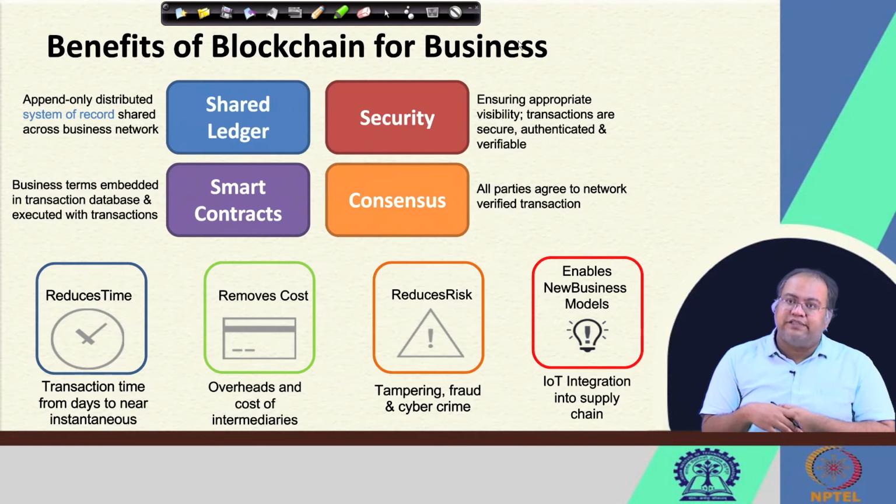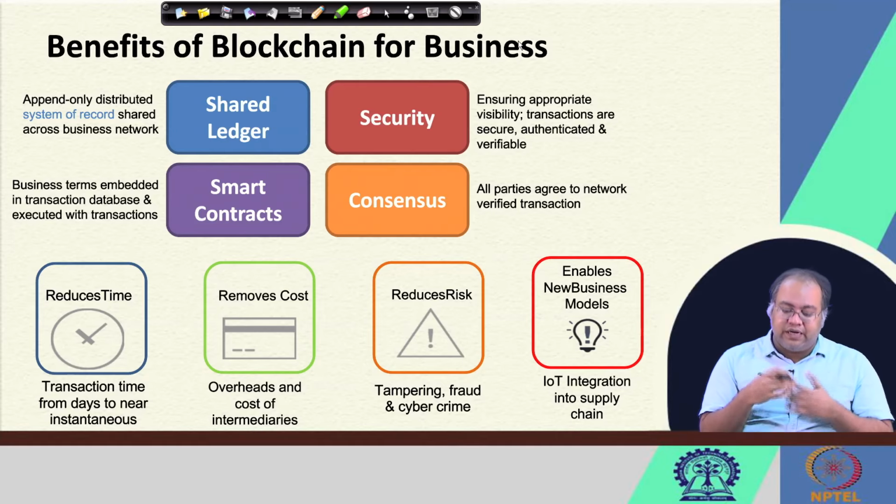And these entire 4 pillars reduce the execution time. So, the transaction execution gets reduced from days to near instantaneous. Then it removes the overheads associated with the cost of intermediaries or third parties. Then it reduces the risk. So, tampering, fraud and cybercrime can be reduced because the platform is providing you a tamper free system, and it also enables new types of business models.